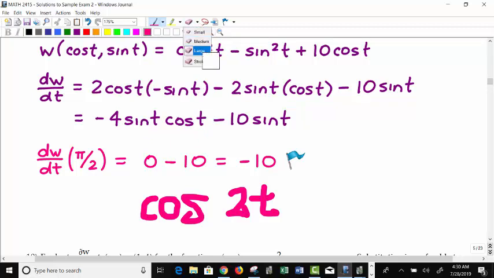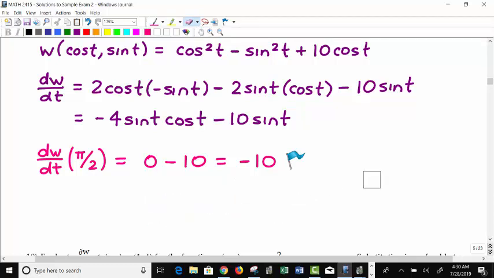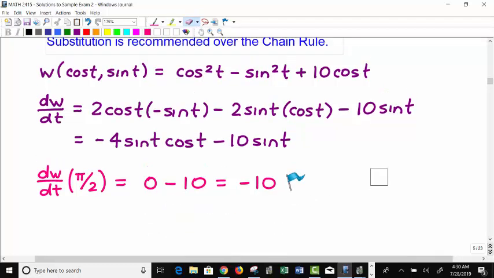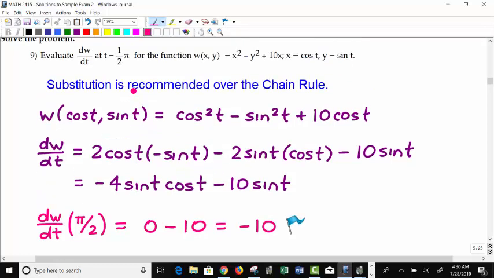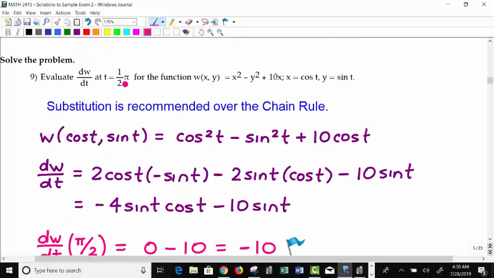Not important. If it was something that was a huge savings of time for you, I would have said, oh yeah, this is a lot faster if you do it this way, but this was not that bad. Oh, now this one's evaluated at a number, so we have to plug it in. So pi over 2.